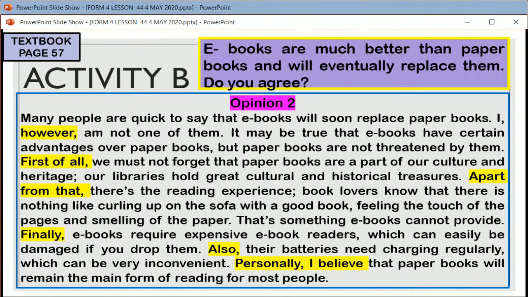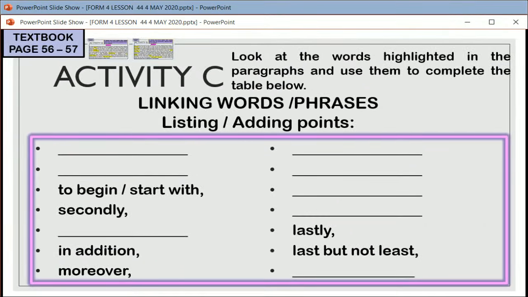Fatin has given more now: first of all, also, finally, apart from that, apart from them. I think, okay, all highlighted words. Interesting. Okay, so for listing and adding points, it is firstly, all of you got that, very good. Besides, because firstly is to list, you are listing a point first, firstly. And then besides, to tell you besides that, another point, right?